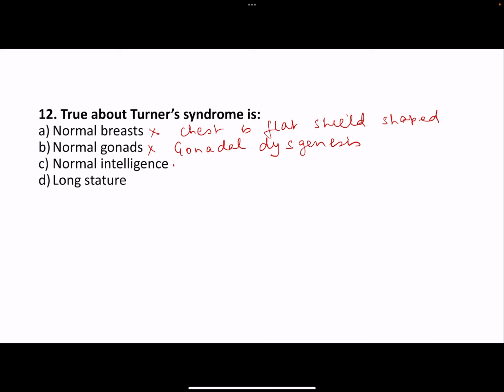Option C, intelligence is normal. Yes, it is true. The intelligence is normal in Turner syndrome. Option D, long stature. This is wrong, because in Turner syndrome the individual has short stature. But yes, of course, not dwarf. So the true statement about Turner syndrome is option C, that is normal intelligence.